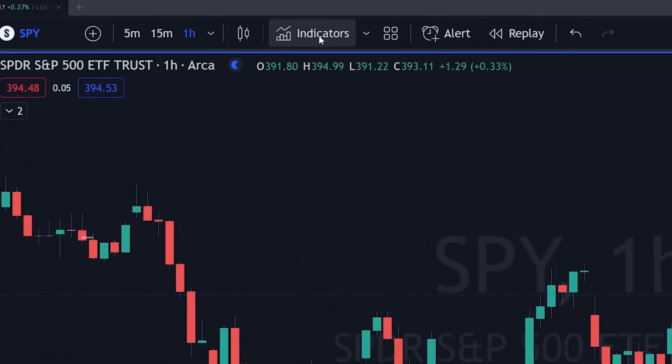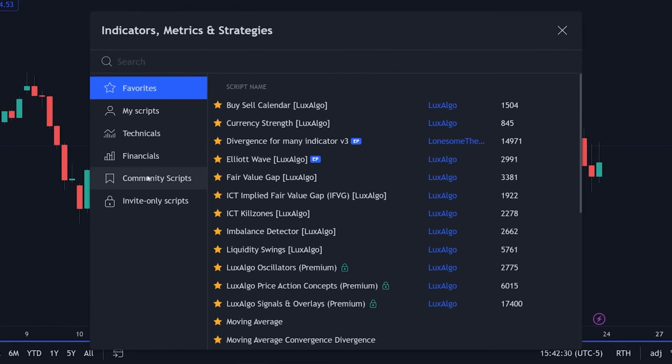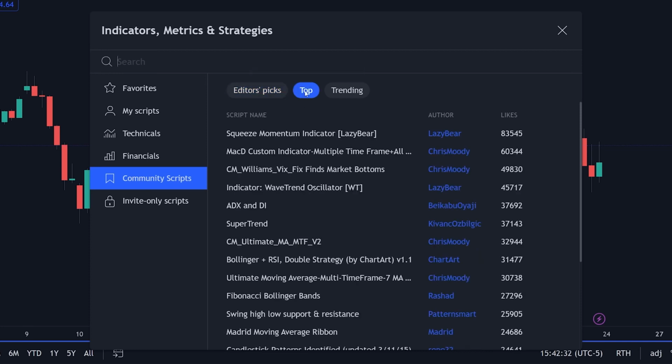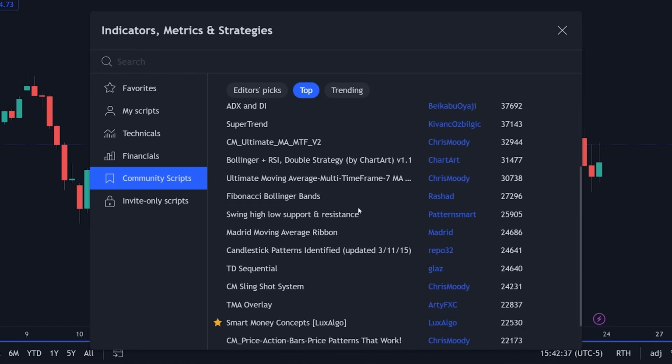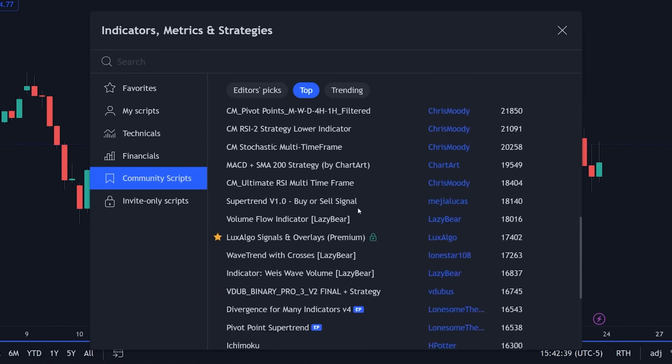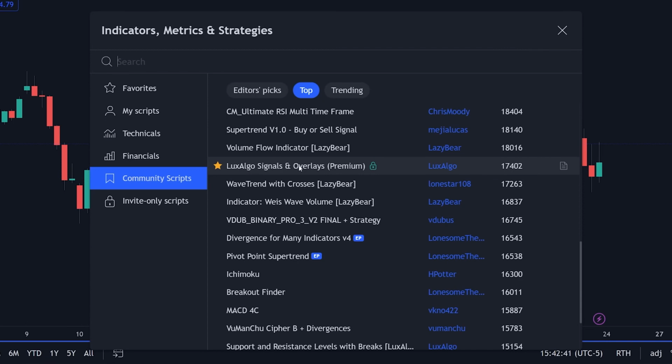And this very innovation of pushing out updates consistently based on user feedback has made it the number one most used paid indicator by far in history. You can see for yourself if you go to the top custom indicators of all time in the TradingView community scripts. You can see the legendary relics of the past 10 years like Chris Moody and Lazy Bear's indicators, which are all free. And then just scrolling down a tiny bit, you have the LuxAlgo Signals and Overlays that has a lock on it, that is now ranking here amongst the most popular custom indicators of all time.